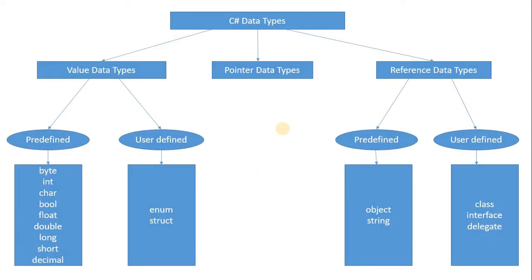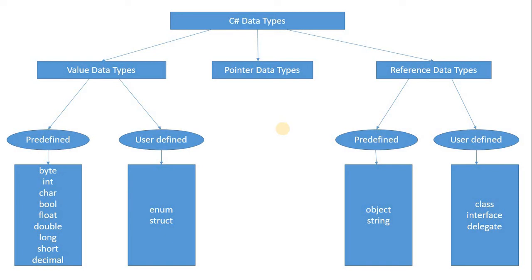Now coming to data types in C#. We have three different data types. One is value data types, another is pointer data types and the other is reference data types. We will be learning in detail about the pointer and reference data types in the upcoming videos.